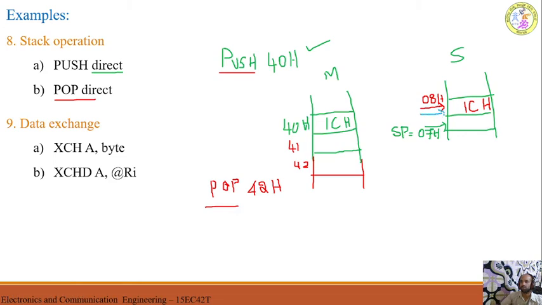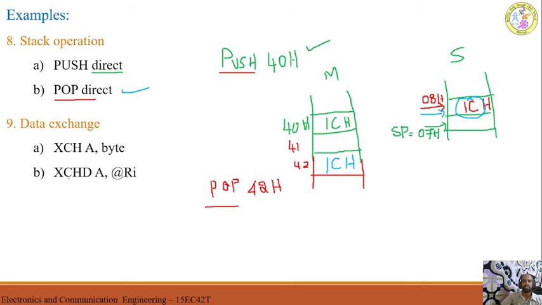Now I will go to this memory location and take the data. What is the data available? 1C is the data available. The data should be copied to the 42 memory location. This data will be taken and stored to the 42H memory location. That is what the pop instruction is going to do. So this is how we can use the push and pop instructions for the data transfer operation.